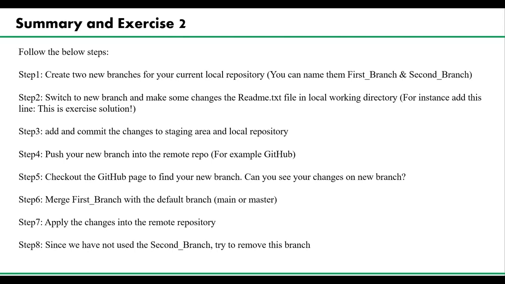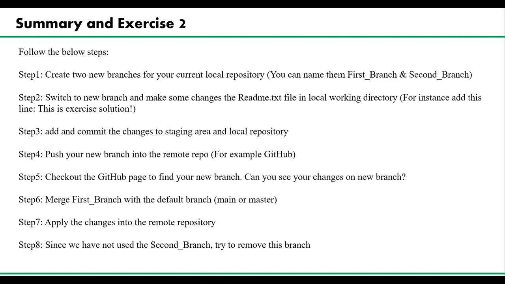So this was step 4, and in step 5, we check out the GitHub page to find your new branch. You can check it out by refreshing the page in GitHub or GitLab or any remote repository that you're using. And the question is, can you see the changes in your branch or not? Then in step 6, merge first branch with the default branch. For example, it could be main or master for you. For me, it's main. If you followed this course with me from the beginning, it should be main.